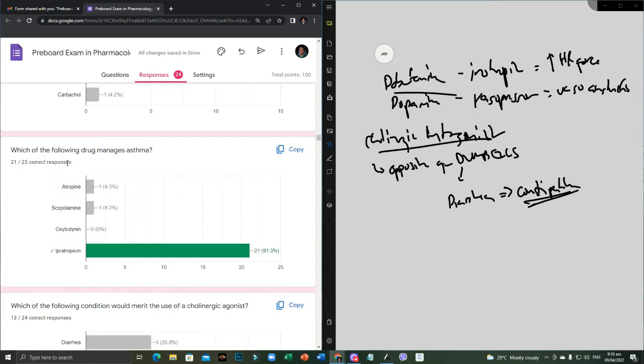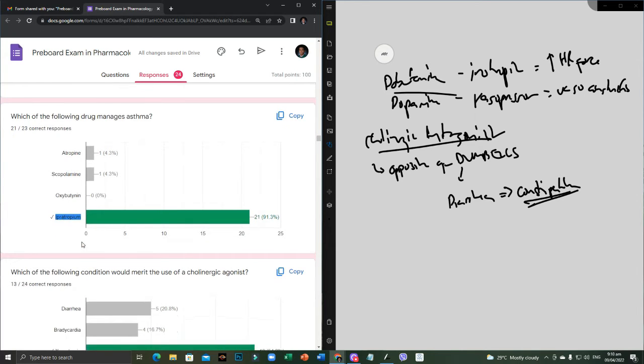Which of the following drugs manages asthma? Very good. Majority of you answered this one correctly. It's ipratropium, often combined with salbutamol. Combivent is the brand.